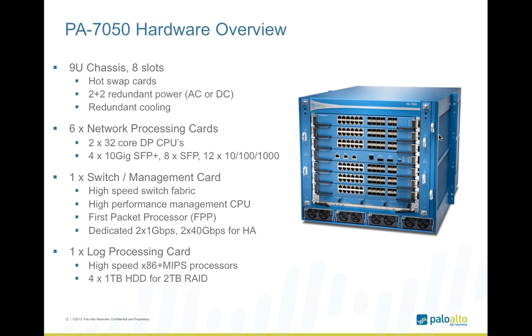We have 64 cores in the data processing CPU. And for the interfaces, as you can see, we can have per card, per NPC, 4 10 gig interfaces, 8 SFPs, and 12 copper ports. And all these interfaces, regardless of which NPC you are using, you can manage centrally. The traffic flows again happen as if it's a single appliance.